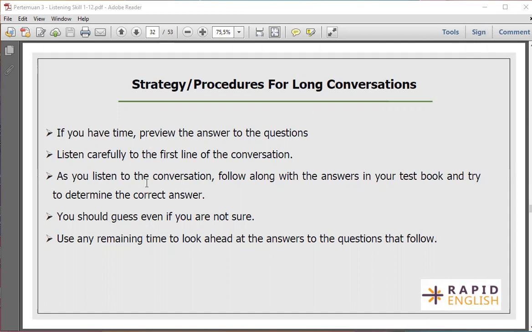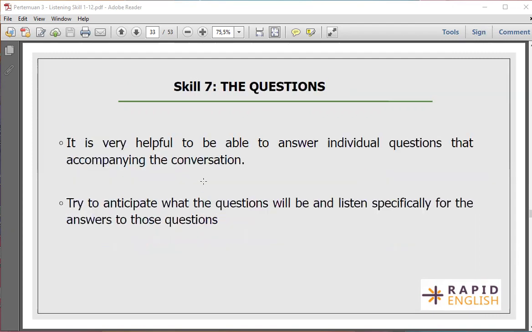Listen carefully as you listen to the conversation. Follow along the answer. Jadi sambil listeningnya bisa langsung sambil dilihat jawabannya apa. You should guess even if you are not sure. Yeah, use any remaining time to look ahead at the answers to the questions that follow. Nggak boleh ada yang jawaban kosong ya. It's helpful to be able to answer individually ya.